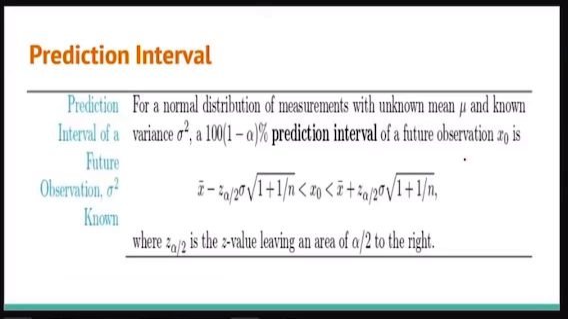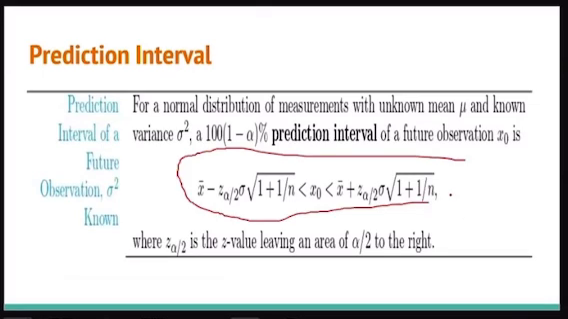Now, this is the formula that we're going to use. Take a look at the formula. This is the prediction interval of a future observation when the variance is known. When the population variance is known, this is the formula. You can see this is different from what we did the other time. This is not a confidence interval for the mean, but a prediction interval for a future observation. Okay, now let's see an example.